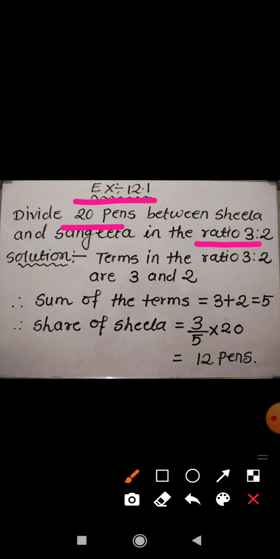See, in this question we are given the total pens are 20, right? And we are asked to divide these total pens between Sheila and Sangeeta in the ratio 3:2. So let's see how to divide.